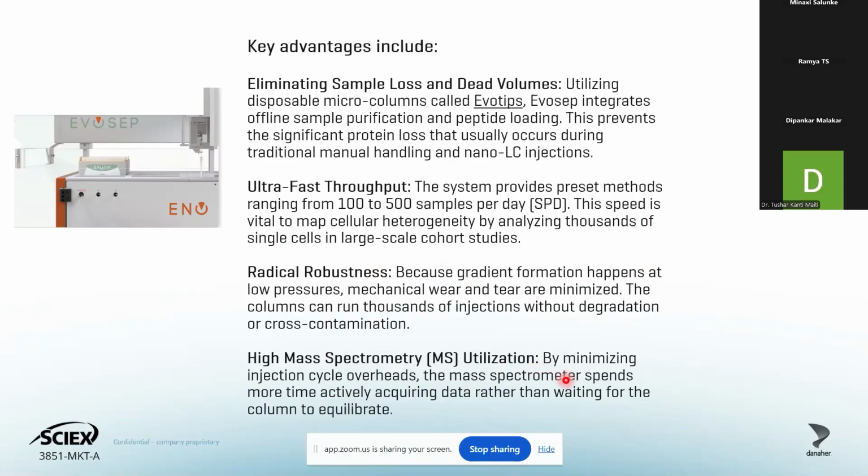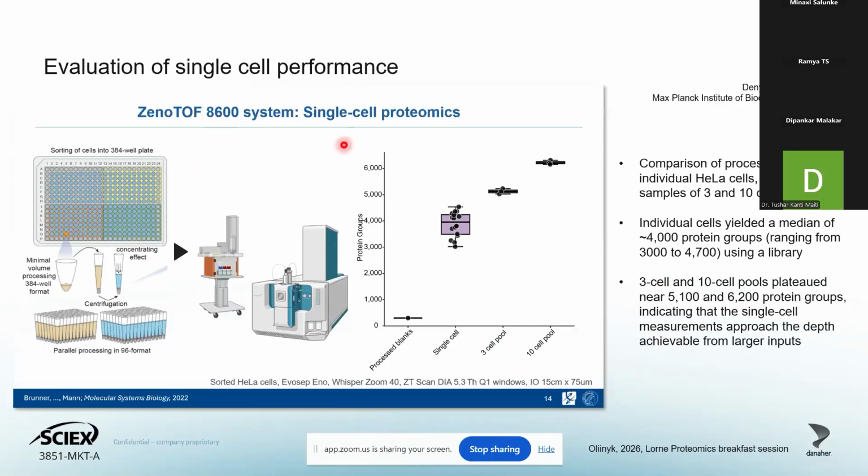So mass spec is not waiting for the LC separation, the autosampler part and other sample injection part, which takes very little time. So mass spec waiting time for LC conditioning or sample injection is very less. That is why it is very fast. Some data I will quickly show you.